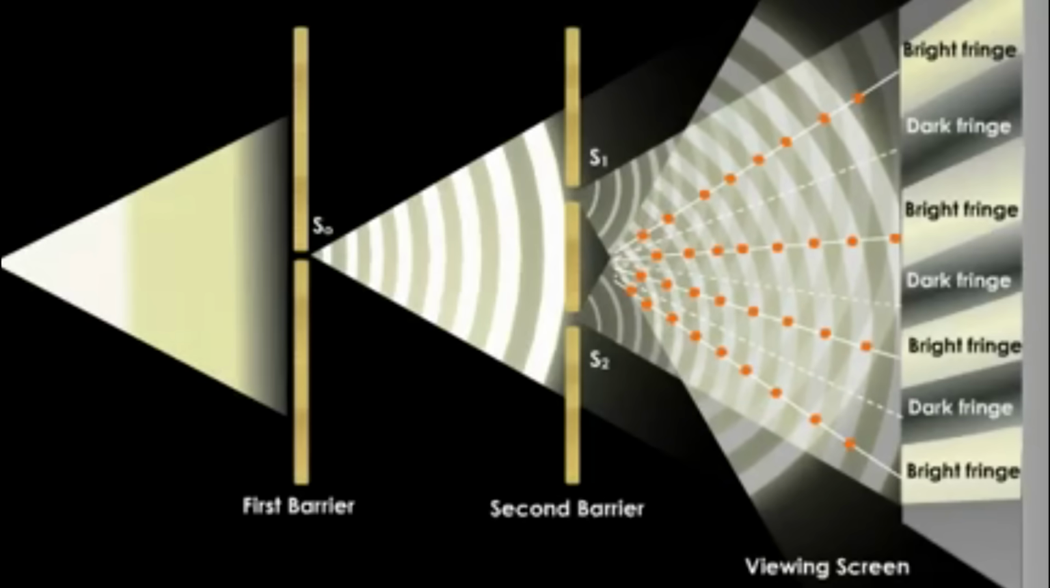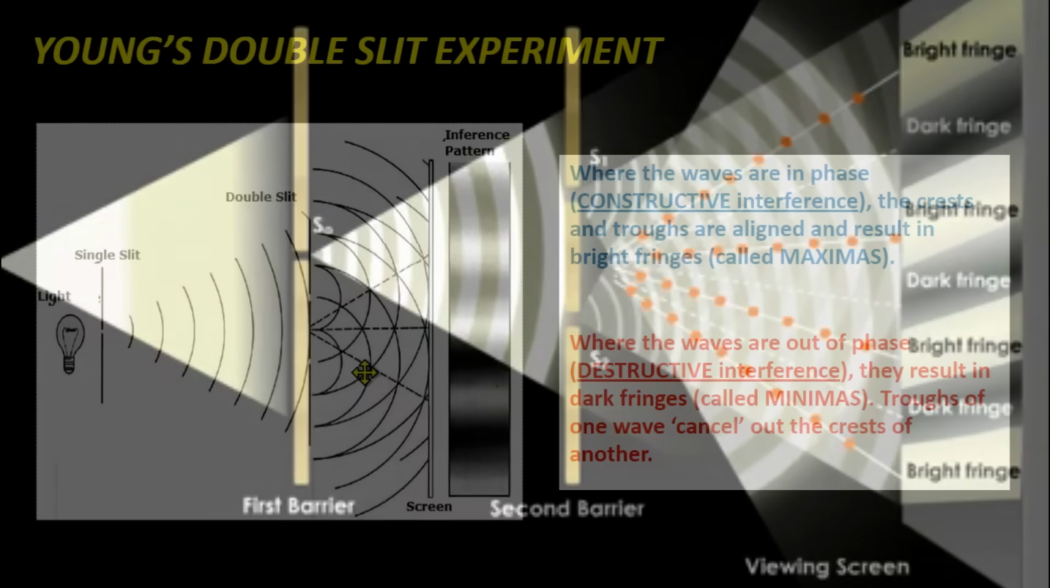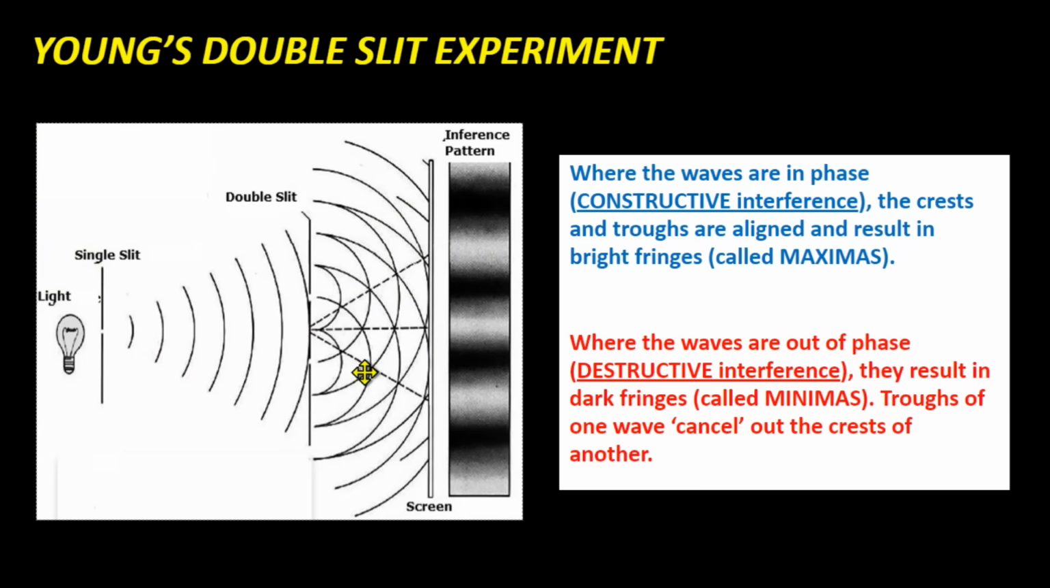He did not expect to observe this, but basically he called the dark parts minimas and the bright parts maximas, and he said that if light behaved as particles, it would not form a pattern like this because particles cannot undergo interference. He deduced that when the waves are in phase, or constructive interference, the crests and troughs are aligned with each other and result in bright fringes. These are called maximas. But when the waves are out of phase with each other, destructive interference, they result in dark fringes called minimas. Basically, this is when the troughs of one wave cancel out the crest of another.